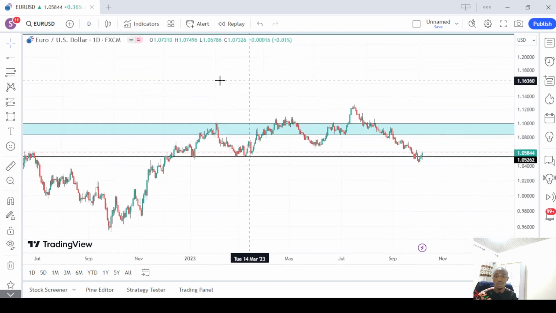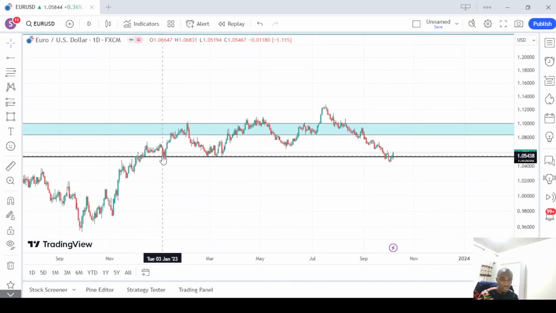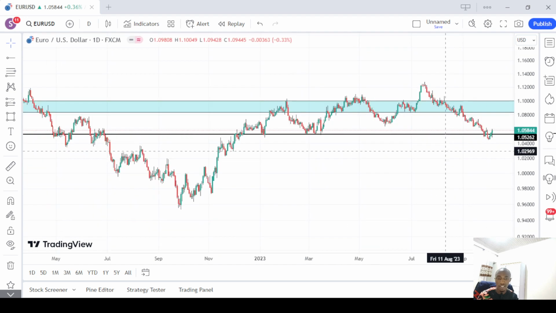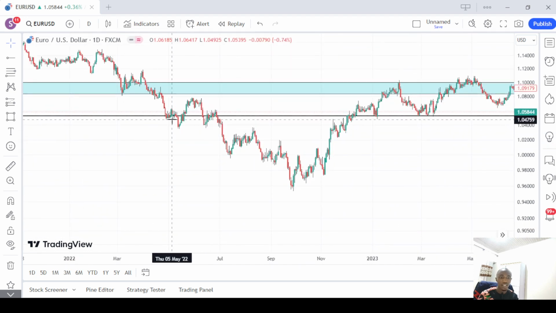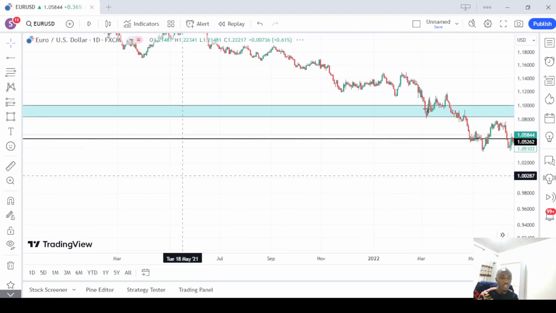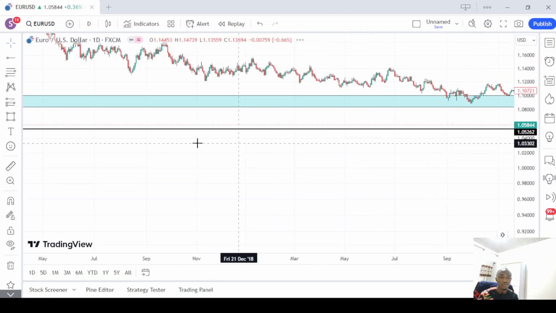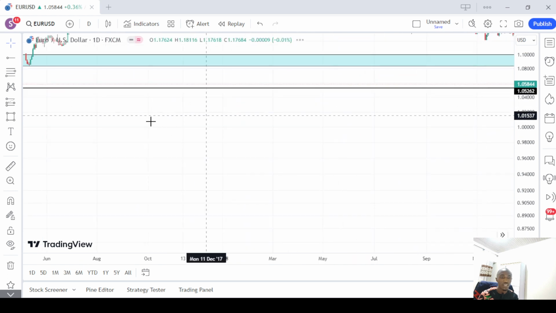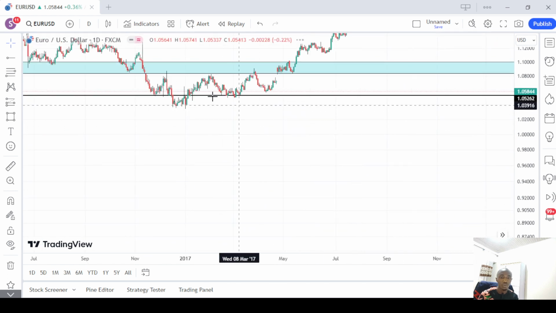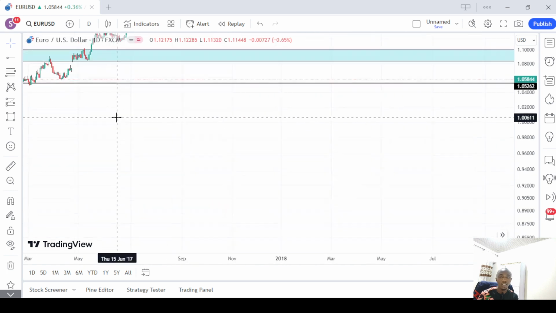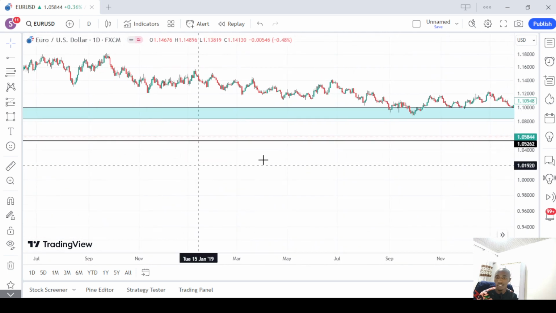Come on the daily time frame. You can see it clear here, clear here, clear here. That's on the weekly. You can see it on the weekly. Once you go back, you can see. So you are fully covered.